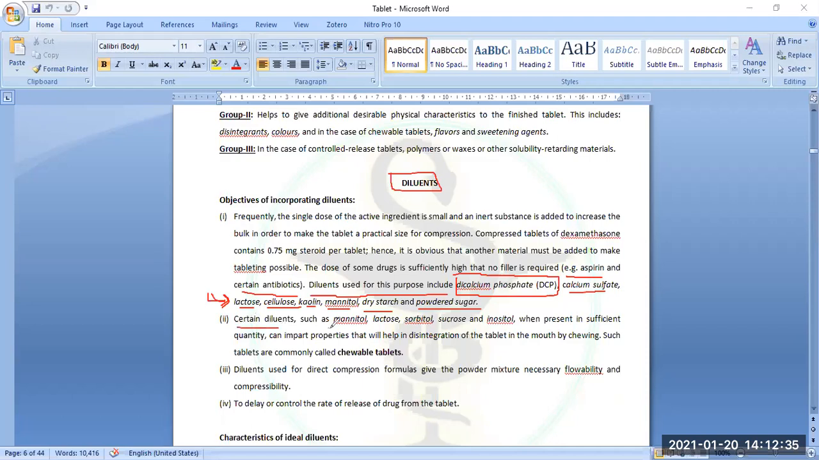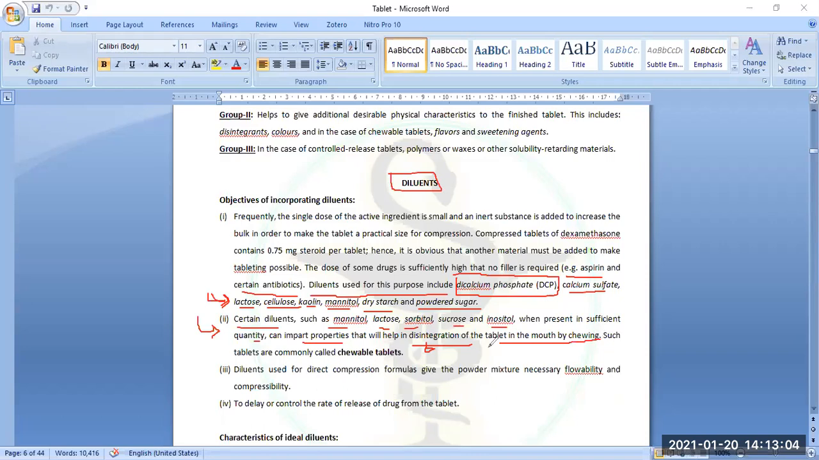For example, certain diluents like mannitol, lactose, sorbitol, sucrose, inositol, when present in a sufficient quantity, will impart a property that will help in the disintegration. They also enhance the disintegration. It is also one property that diluent have. If you use mannitol, lactose, sorbitol, that helps to improve the disintegration of the tablet formulation.